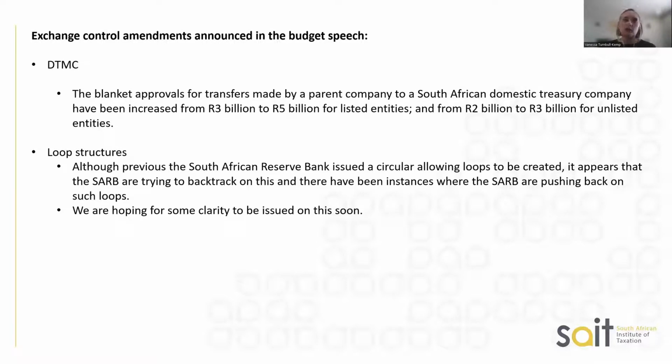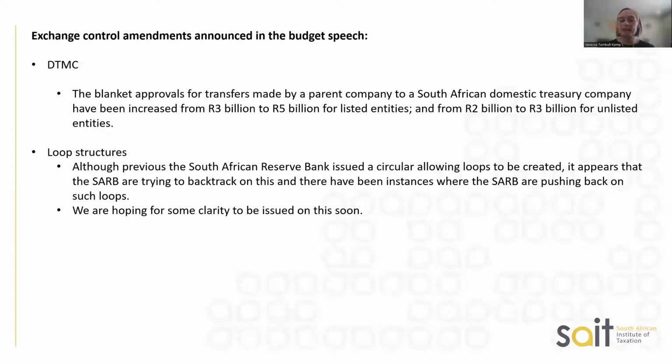There were a few changes made in terms of exchange control. There are just two that are quite interesting, or at least one that's quite interesting from an international tax point of view. That is in relation to the domestic treasury management company. As you know, a domestic treasury management company itself is outside of the exchange control net, but transfers from a South African parent company to a South African domestic treasury company would still fall within the South African Reserve Bank rules. Now, the South African Reserve Bank has extended the blanket approvals for transfers made by a parent company to its South African domestic treasury management company.